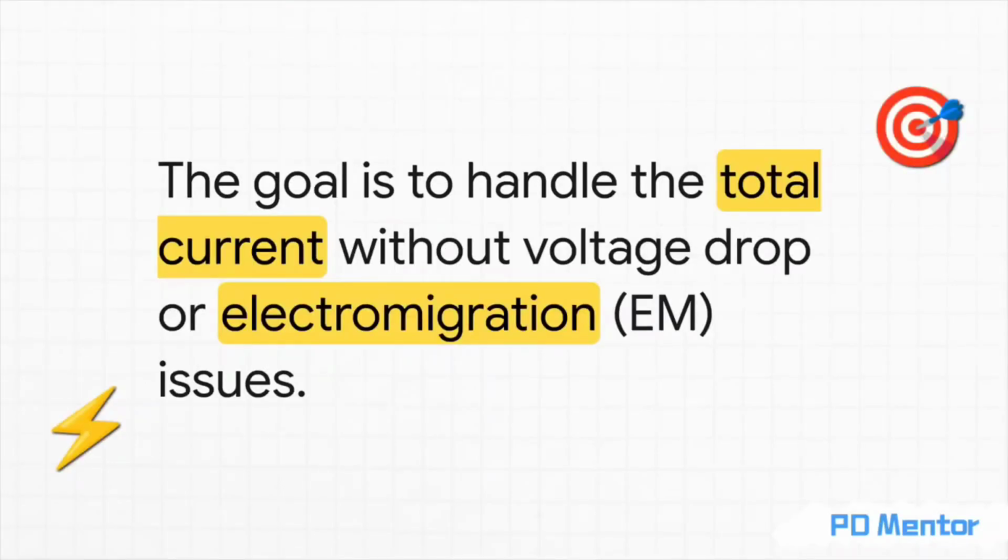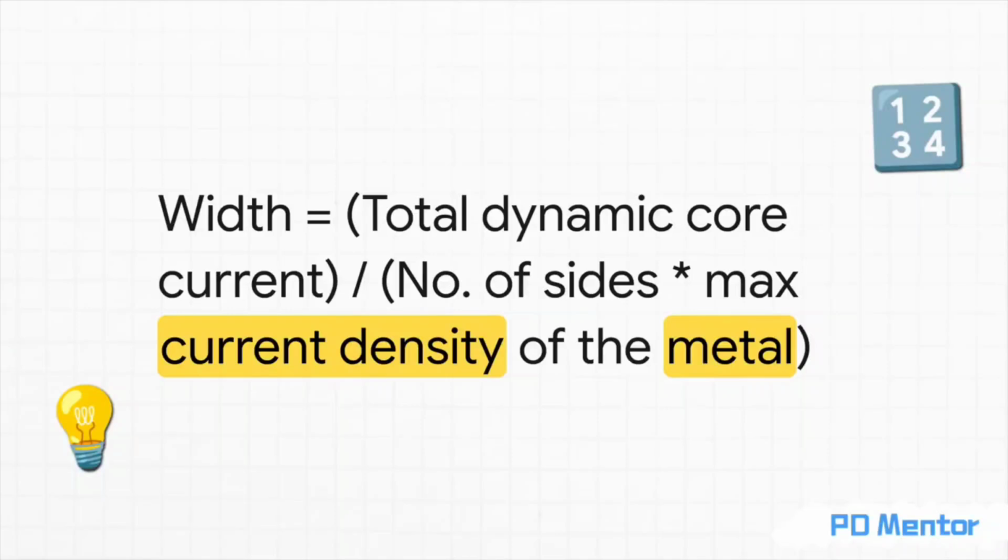Okay, so before I show you the formula for this, let's be really clear about the goal. What problem are we trying to solve here? Well, those main power rings we just talked about, they absolutely must be thick enough to handle all the current for the entire core without failing. If they're too thin, two bad things can happen. They can overheat and literally break. That's a nasty problem called electromigration, or the voltage can drop too low, which would cause the whole chip to malfunction. And here is how we solve that problem.